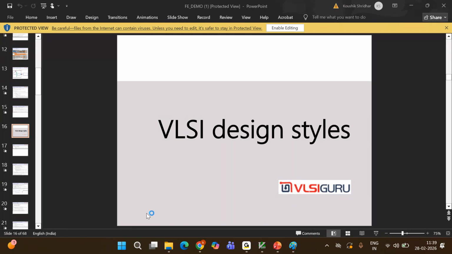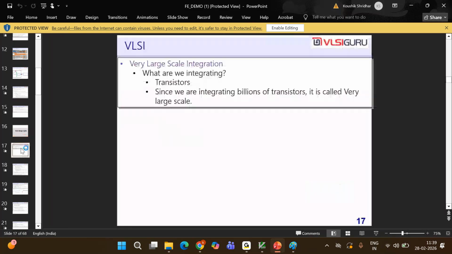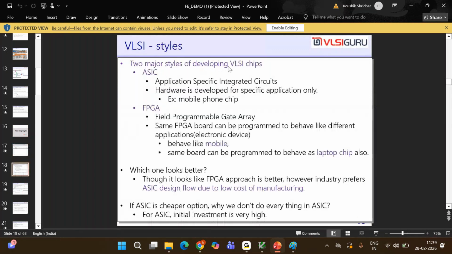Before going to that, what is VLSI? VLSI stands for very large scale integration. What are we integrating? Transistors. Since we are integrating billions of transistors in the current scenario, it's called very large scale. Now there are two major styles of developing a VLSI chip: ASIC and FPGA.